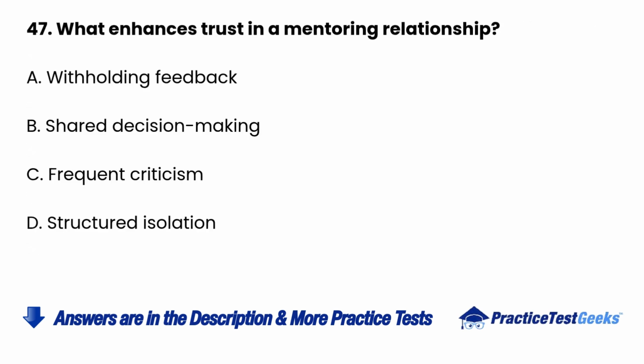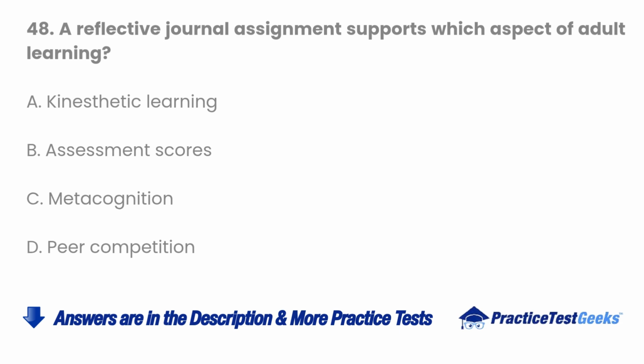47. What enhances trust in a mentoring relationship? A. Withholding feedback. B. Shared decision-making. C. Frequent criticism. D. Structured isolation.